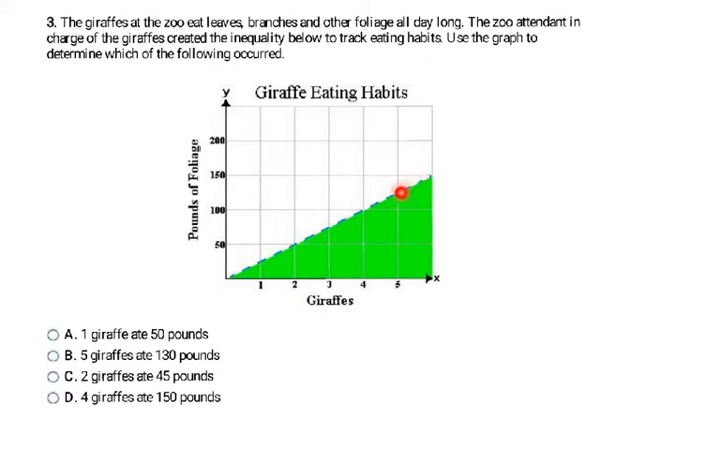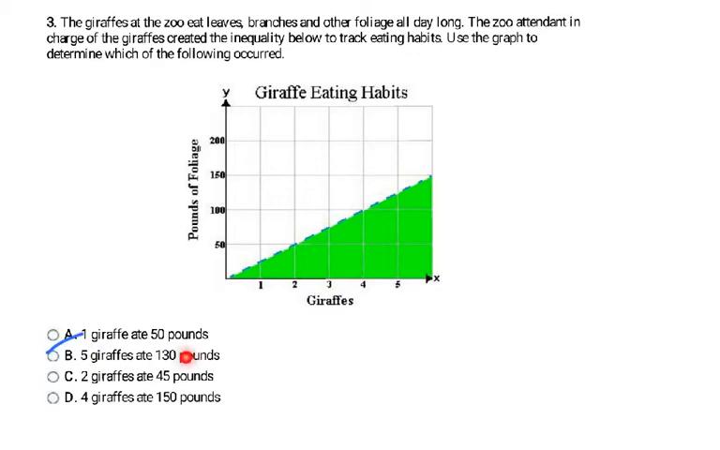The difference in this problem is now I have a dashed line. Because I have the dashed line, any answers on the line aren't solutions. So if any of these fall on the dashed line, they're not going to be actual solutions. They have to be in the shaded area because it's dashed. So let's go ahead and look. So we have 1 giraffe and 50 pounds. 1 and 50 is outside, so A is not an answer.